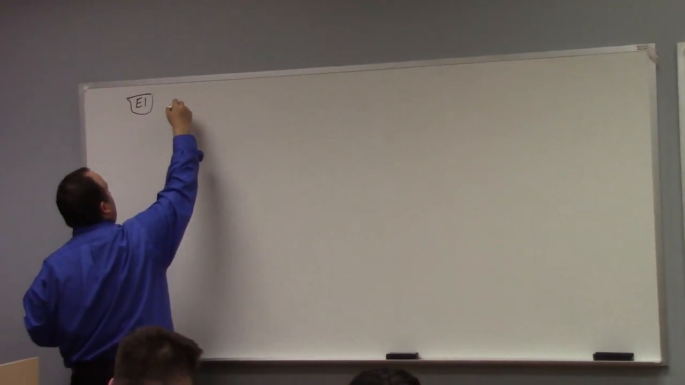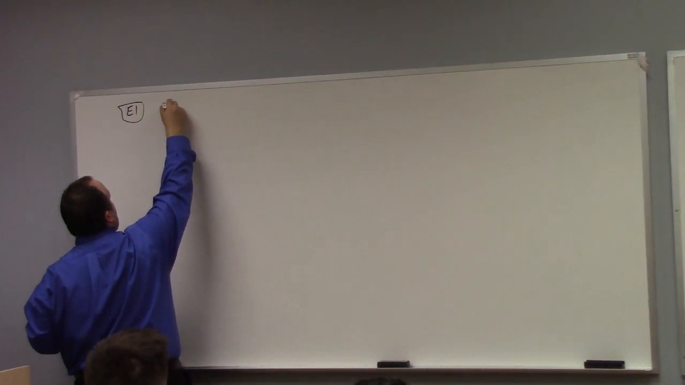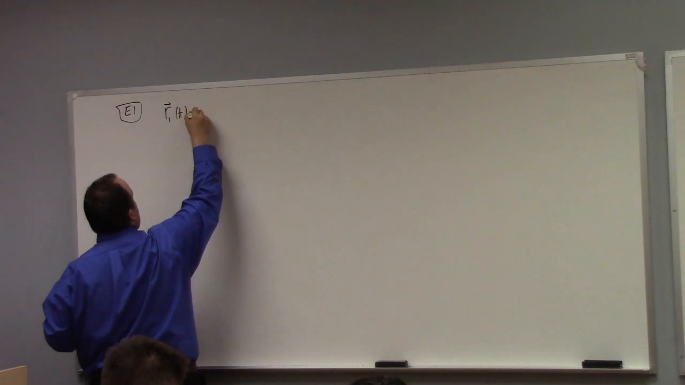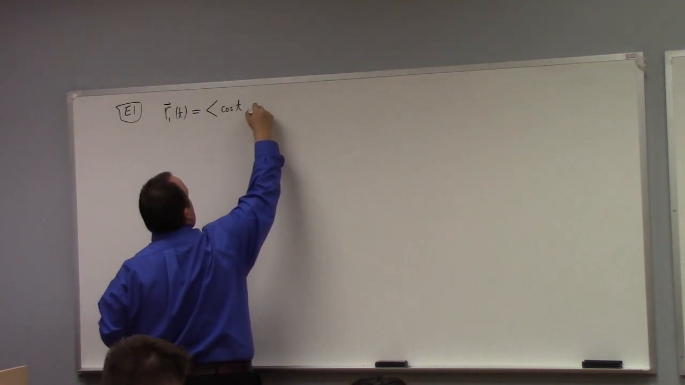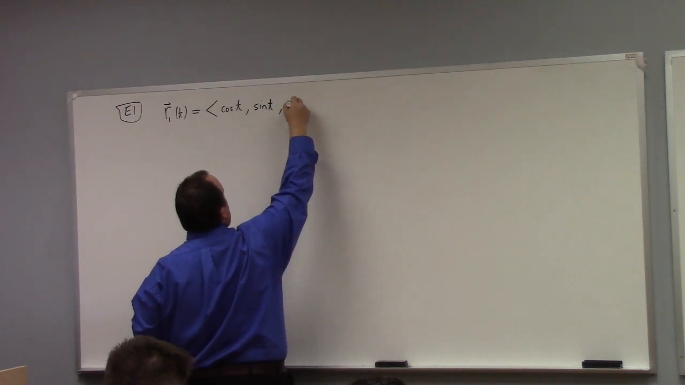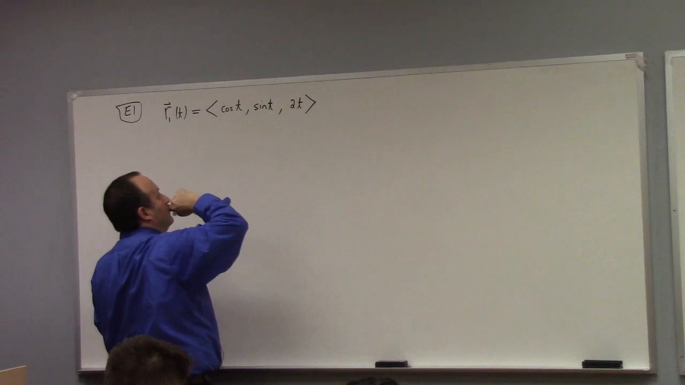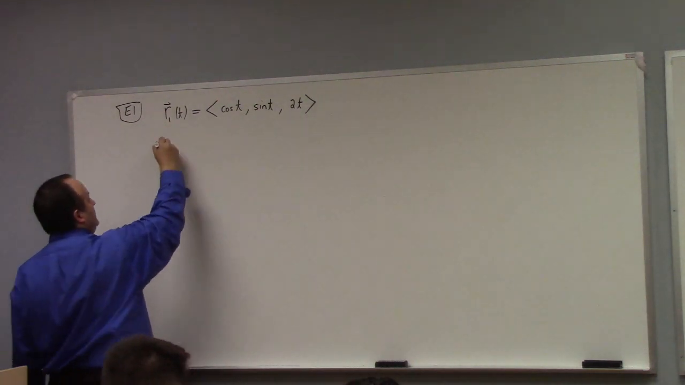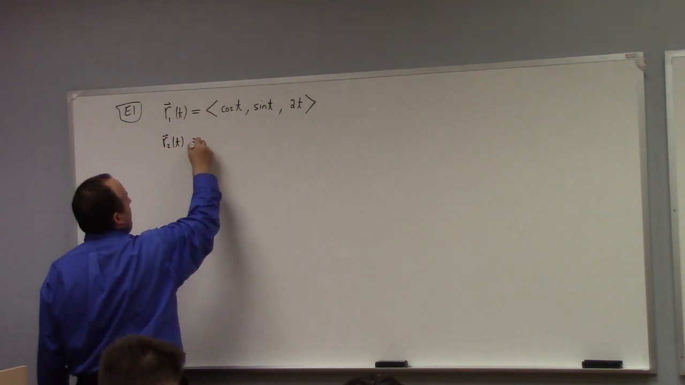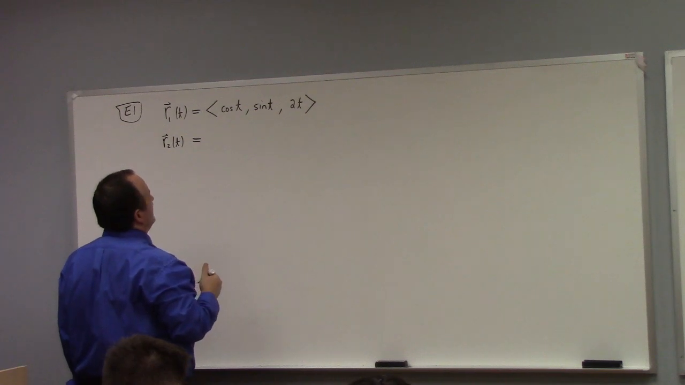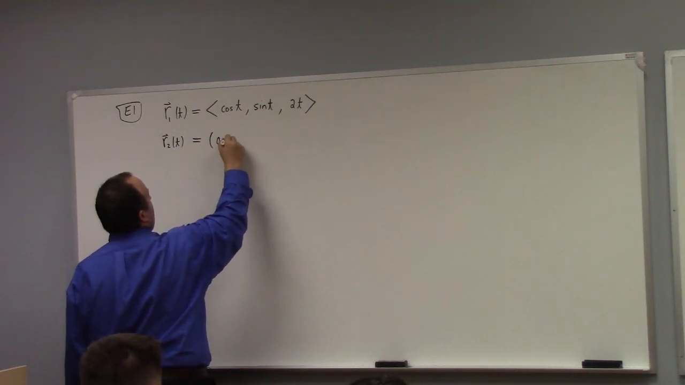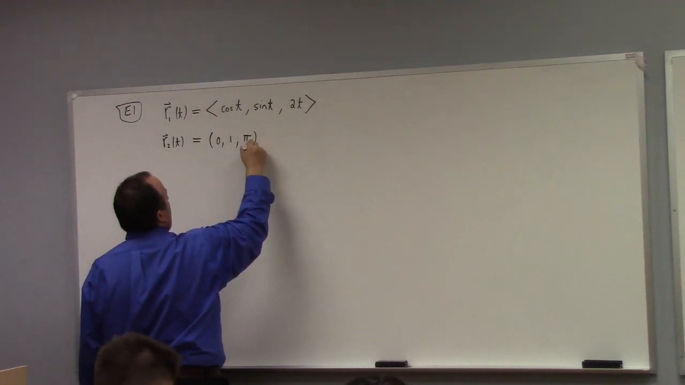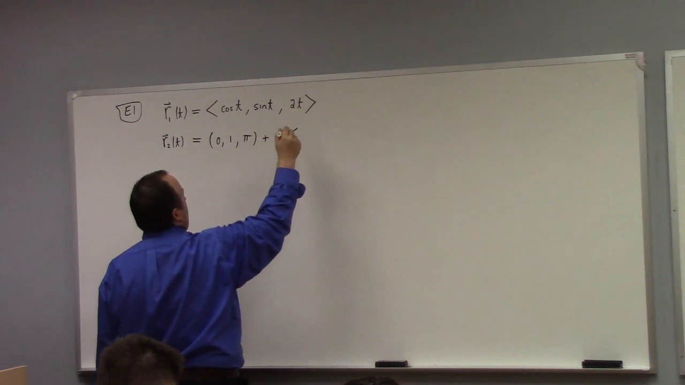here's a problem. Let's suppose we have r1 of t parametrized by cosine t, sine t, and then 2t. And also I have r2 of t equal to (0, 1, pi) plus t times (1, 2, 3).